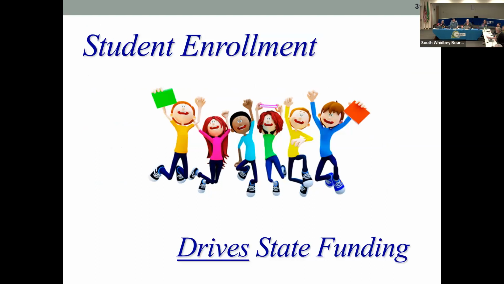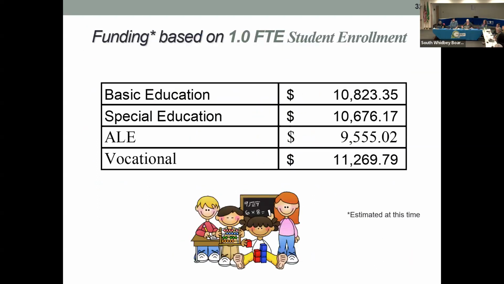Beats the alternative. So again, student enrollment drives state funding. There's a model that does that. And these are just generalizations, but for every student that's enrolled, that's a full-time student in basic ed, it's roughly $10,823, special ed, $10,667, ALE, $9,555, and the vocational program, $11,270. So we calculate the number of students times this, and it gives you roughly what we're looking at. And the special ed is plus 10,000.